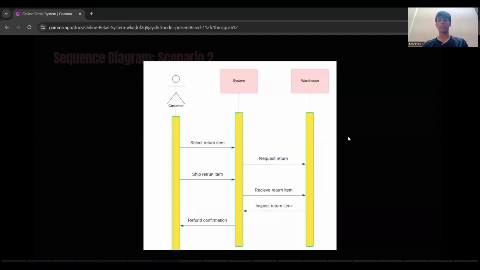Then the system requests the return to the warehouse. After that, the customer ships the returned product to the system. The system then sends it to the warehouse. The warehouse receives the product and checks whether the product is in proper condition or not. Once the inspection is done, and if the warehouse confirms that the product is in proper condition, then the refund is confirmed and the customer gets his refund.